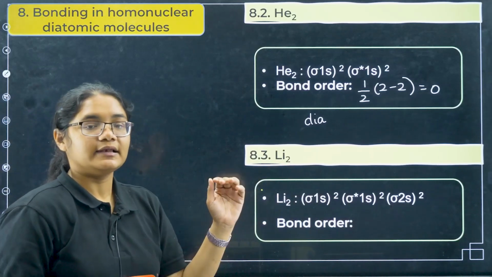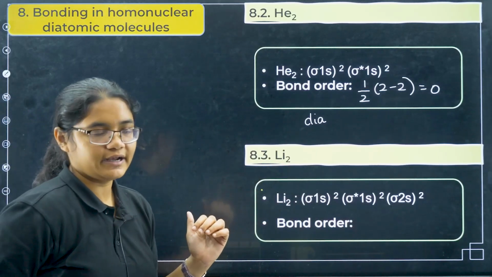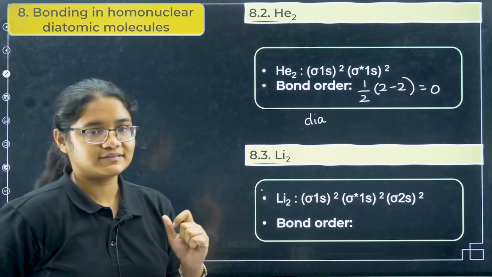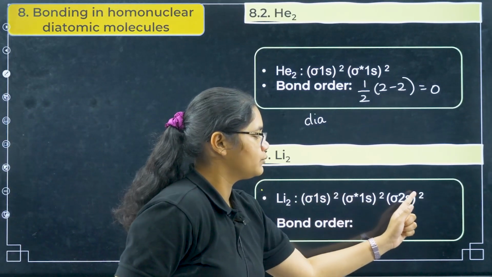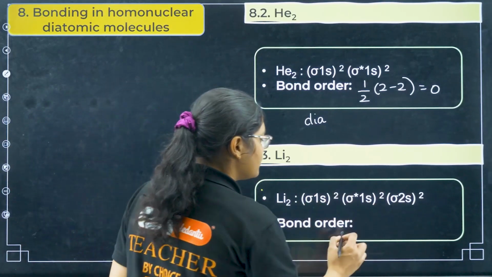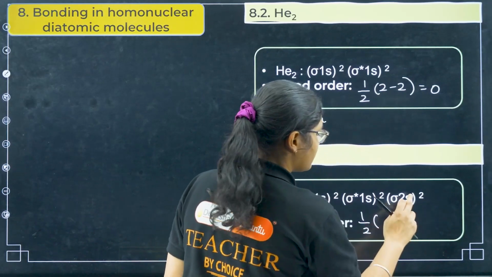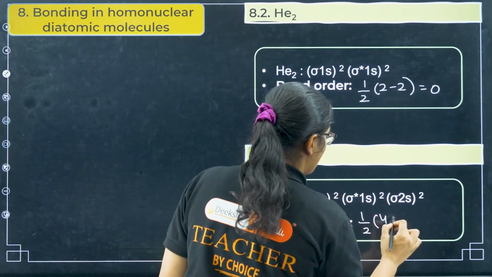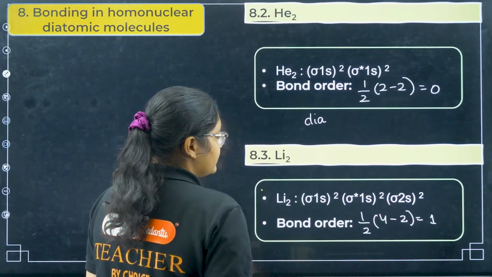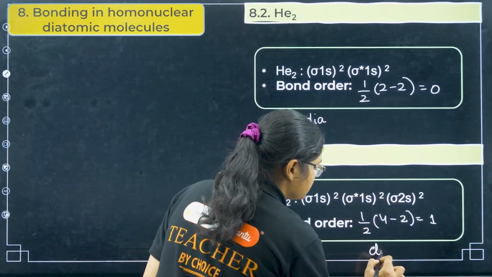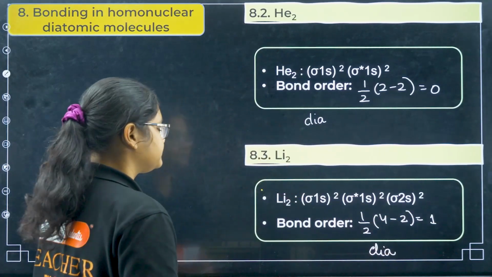Li2, if you see, Li2 has 6 electrons, right? Hydrogen, helium, lithium, total 6 electrons. So I have sigma 1s, sigma star 1s, then sigma 2s2. So what is the bond order here? Half into bonding electrons, 2 plus 2, 4, anti-bonding is 2, so it is 1. And here also we have no unpaired electron, so it is diamagnetic.